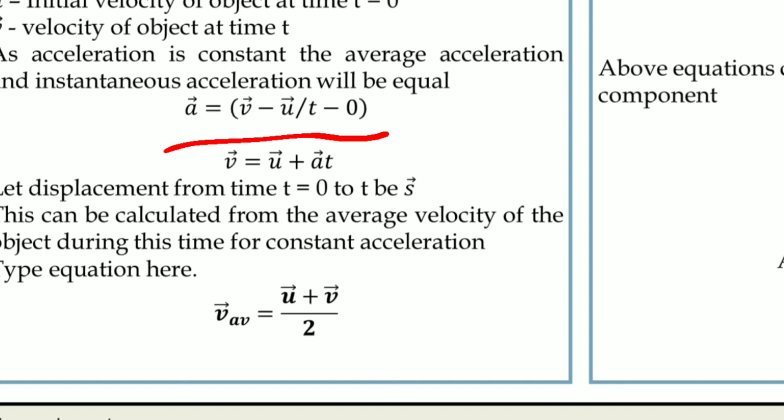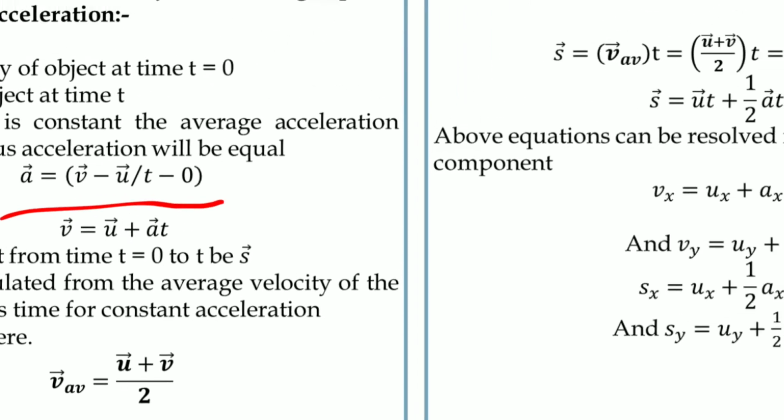calculating average velocity. Average velocity of the object during the time t equal to 0 to t at constant acceleration is given by V average is equal to U bar plus V bar divided by 2. This is the average velocity for this condition.